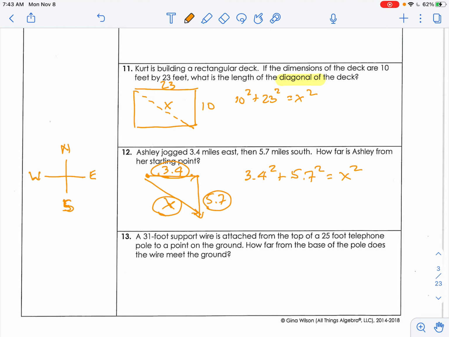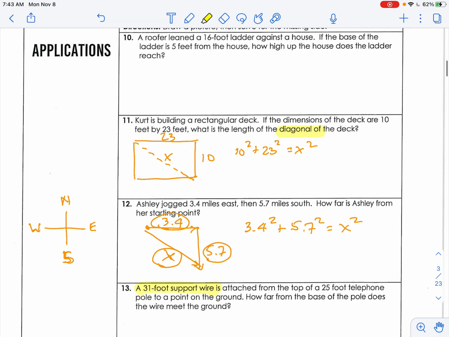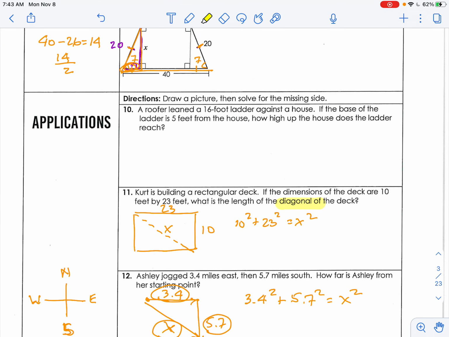When you have the hypotenuse, the most common ones are a support wire that runs to the ground, and up here the other most common one is a ladder, where that's going to be the hypotenuse, where they give that to you. So for instance, this one, I guess I can set up real quick. If the ladder is 5 feet from the house and it's 16, and I want to find this height, do you know that it would be this then again?